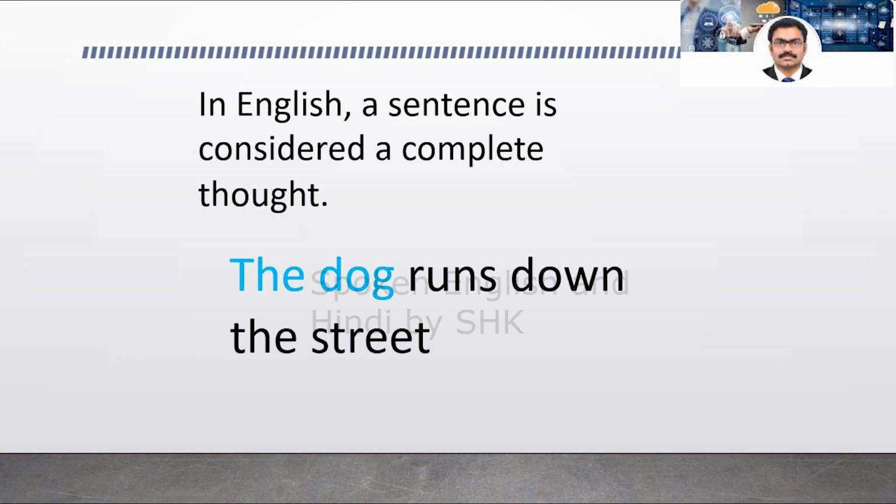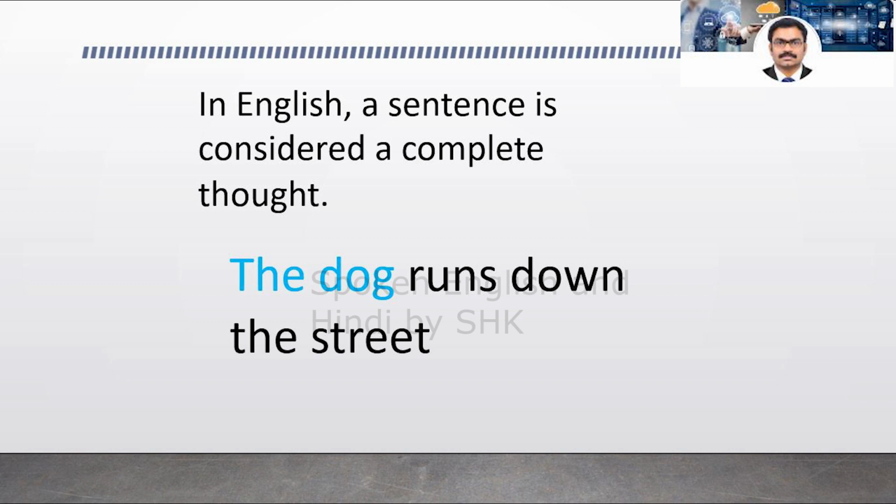Let's look at these examples. The dog runs down the street. Here, the subject of our sentence, or who or what the sentence is about, is the dog. And the predicate will be the rest of the sentence here. So we have the subject and then the predicate. The predicate tells us what the subject is doing. Without these two parts, the sentence is not a complete thought. We won't consider it a full sentence.